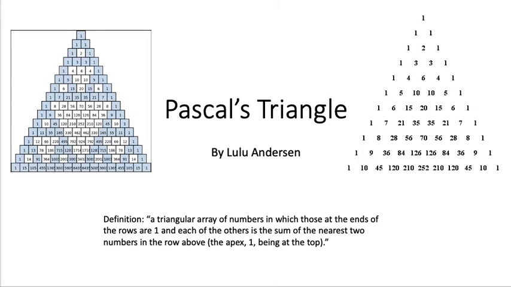Pascal's triangle may look like a random assortment of numbers, but there are many unique patterns within it, and it can even come in handy when solving math problems. Pascal's triangle is defined as a triangular array of numbers in which those at the ends of the rows are 1, and each of the others is the sum of the nearest two numbers in the row above, the apex 1 being at the top.